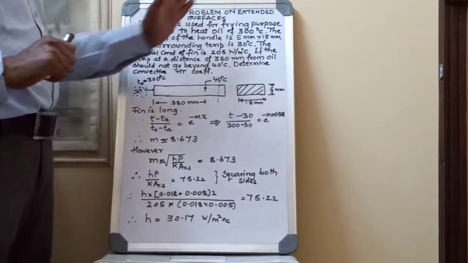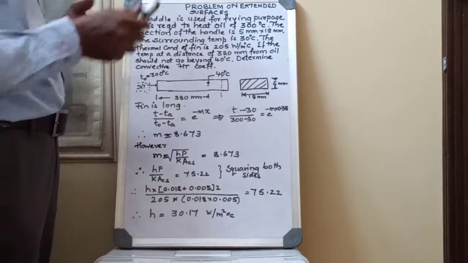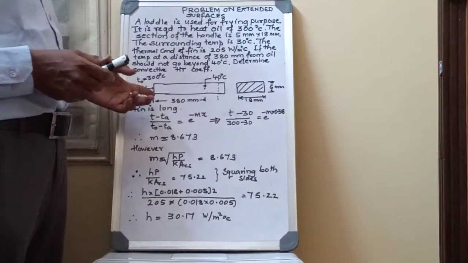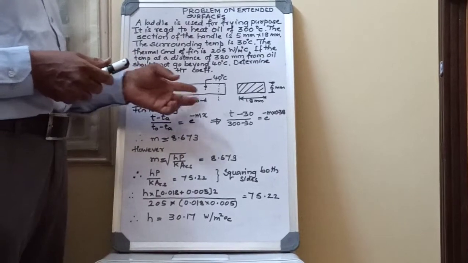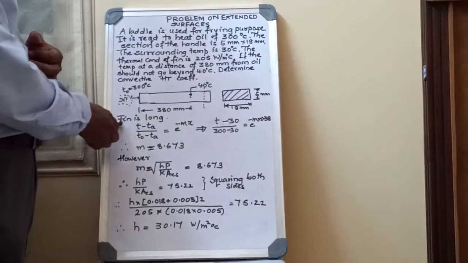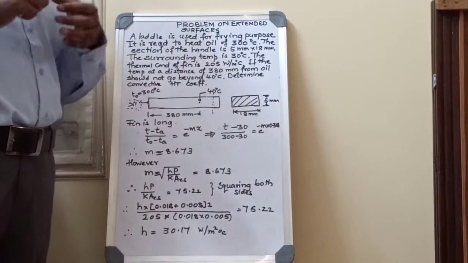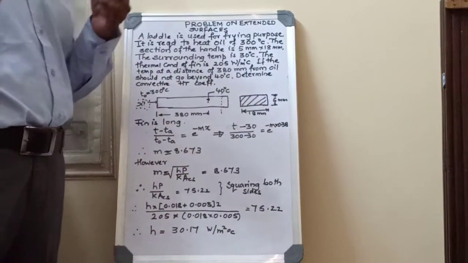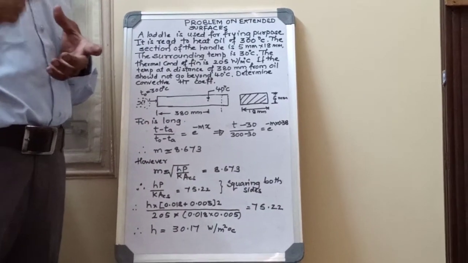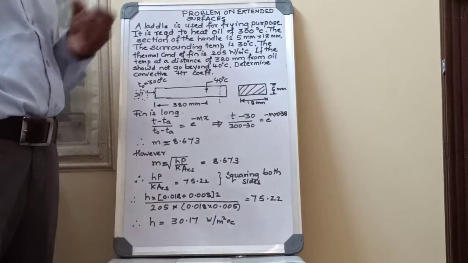They have not given any indication of which type of fin, but it is a long fin. You can see the ladle is very long, and at a distance they have specified 40 degrees centigrade, which means the fin is long. So we have to use the formula which is required for the long fin. That is the importance of this. We have to recognize the problem.